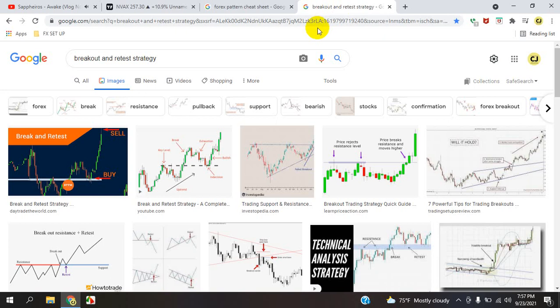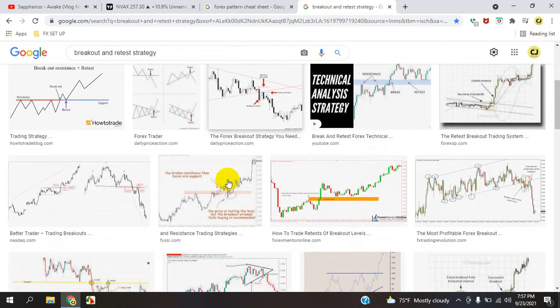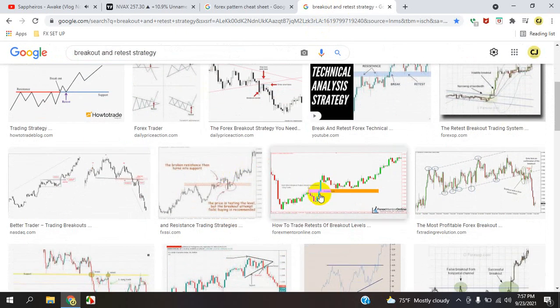Also, guys, very important information. Please review breakout retest strategy. Please understand that when an RS line is created, when the market is breaking, it's going to come back to retest before it goes up to new levels, or it's going to go down to new levels after the break and retest. Very important information.